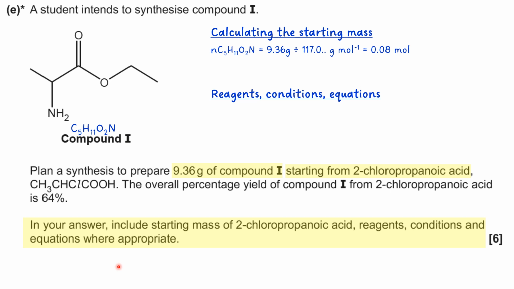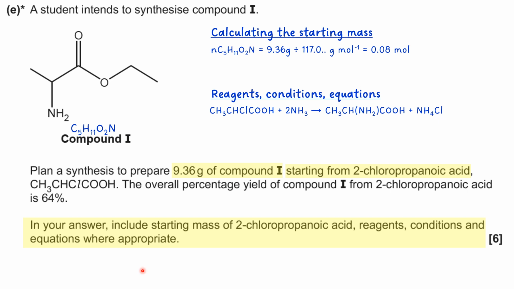Now I'm starting from 2-chloropropanoic acid, so I have to think about how I'm going to synthesize this compound. Like any ester, it comes from an alcohol and a carboxylic acid. But if I'm starting with 2-chloropropanoic acid, it doesn't have the amine group either, so I need to put that on. I need to change 2-chloropropanoic acid into an amine. To do that, I can use excess ammonia.